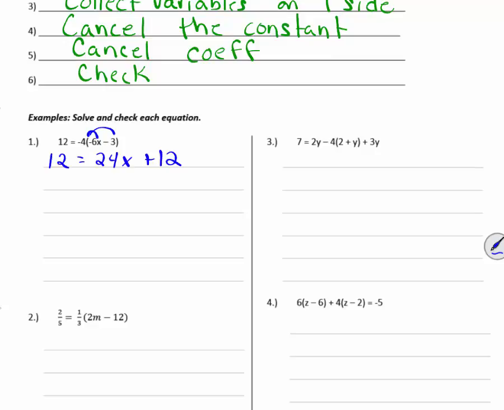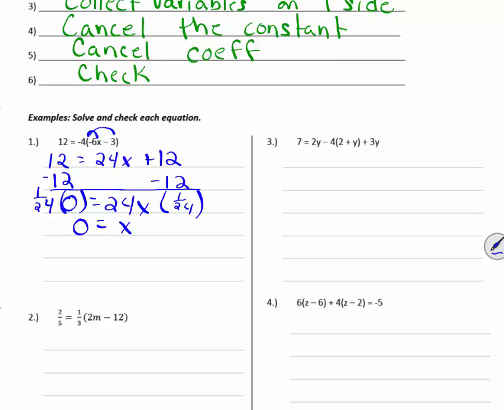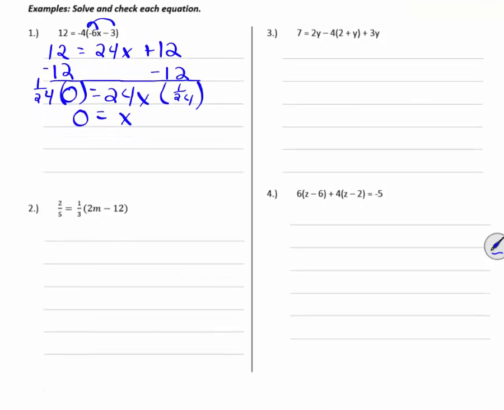Now I have to cancel. I don't have variables on both sides, so we're going to skip that step today. Now I'm going to cancel the constant, so I'm going to subtract 12 from both sides. That gives me 0 equals 24x. We're going to multiply by our reciprocal, but our multiplication property of 0 tells me that anytime I multiply by 0, I still get 0. I probably should have left more room to do a check, but we'll check it on our calculators and remind ourselves how to do that.